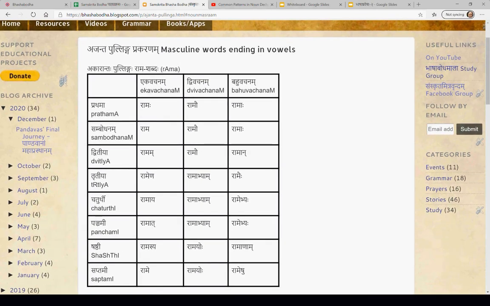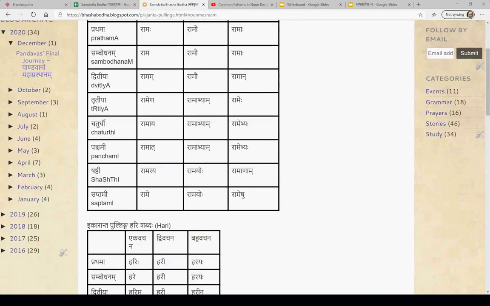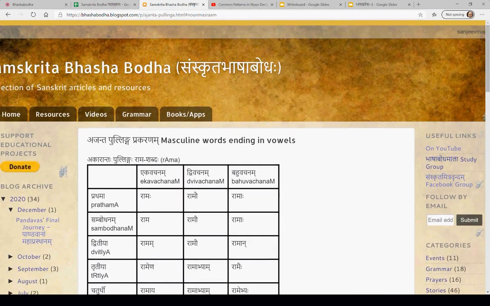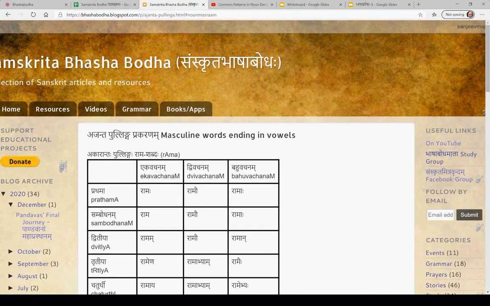Ajanta is Akaranta. Yes, Ajanta is Akaranta. I always hear Akaranta, but not Ajanta. I'll explain that later in grammar one. This is Akaranta Pullinga Rama Shabda. Hari is Ikaranta. If you want to refer to this, this is also good. Whatever resource you have, you can refer to that. Just become familiar with this.